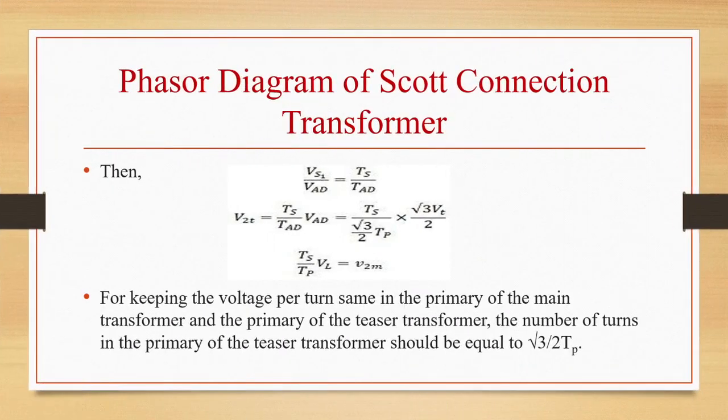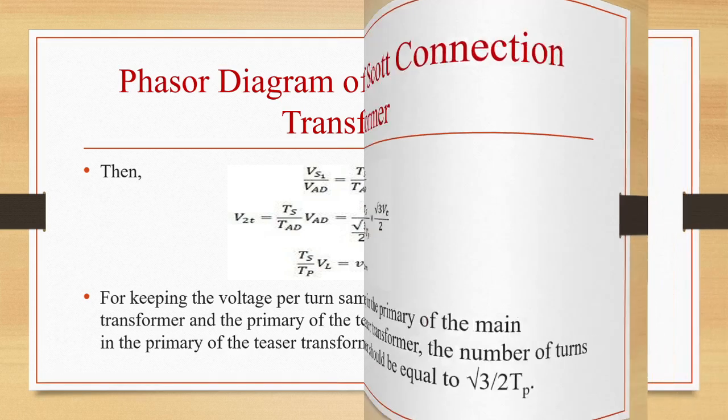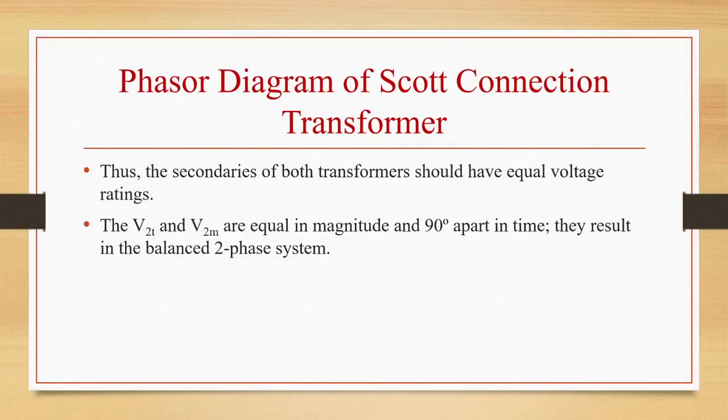V2T equals Ts by TAD into VAD, that is Ts by root 3 by 2 TP into root 3 by 2 VL. So we can write this as Ts by TP into VL, which is V2M. For keeping the voltage per turn the same in the primary of the main transformer and the primary of the TZ transformer, the number of turns in the primary of the TZ transformer should be equal to root 3 by 2 TP. So the secondaries of both transformers should have equal voltage ratings. V2T and V2M are equal in magnitude and 90 degrees apart in time. So they result in a balanced two-phase system.